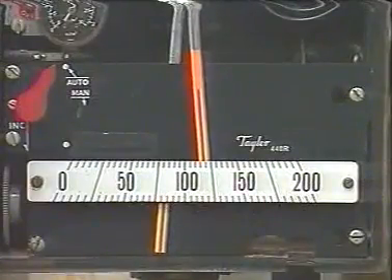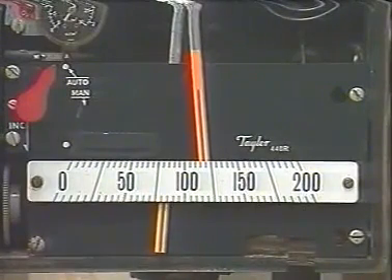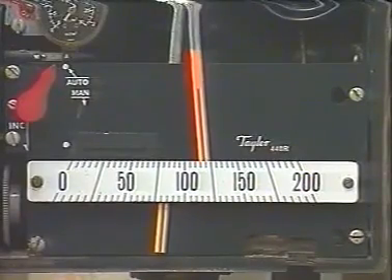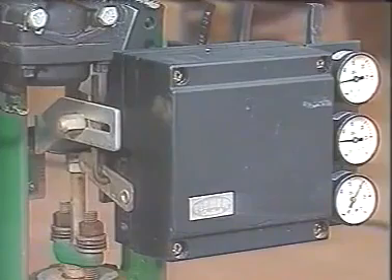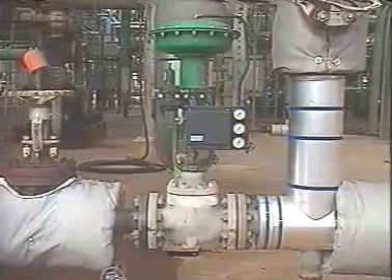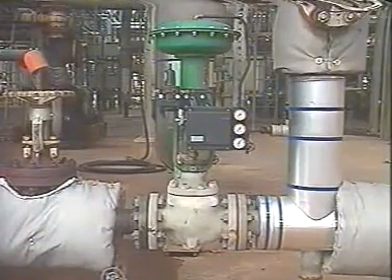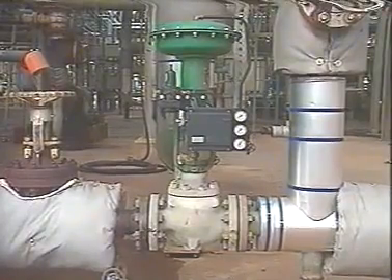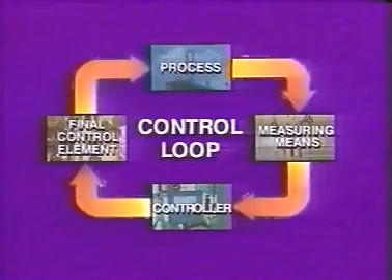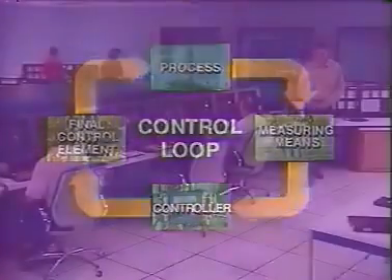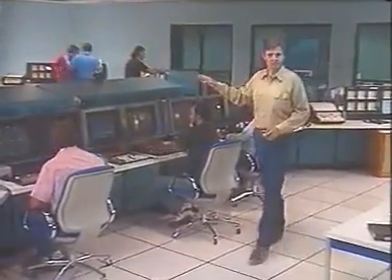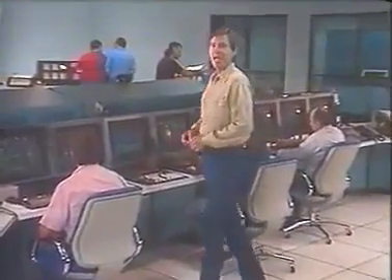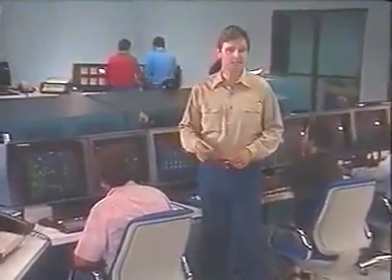A controller compares the measurement signal with a desired value called a set point. Then the controller transmits a signal to the final control element. The final control element makes the actual process adjustments which the controller determines are necessary. In process plants, the final control element is usually a valve with an actuator. These four elements are called a control loop. A modern continuous processing facility like this one has hundreds of control loops, hundreds of valves, and many variables under control all at the same time.